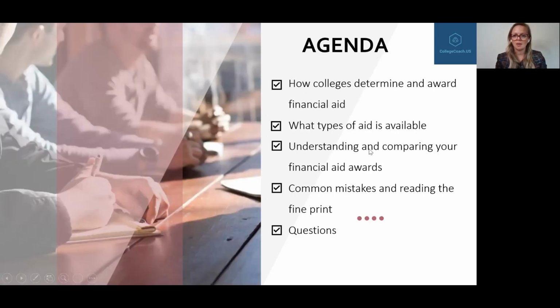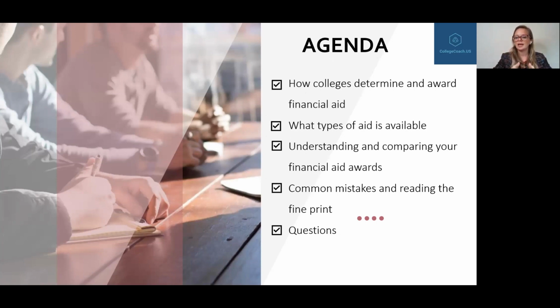Let's move on and talk about the agenda and kind of how we're going to do this. First, I'll talk about how colleges determine and award aid. And again, there is no standard by which schools do this, and pretty much every school does this differently. So I think it's important to at least understand the general idea.